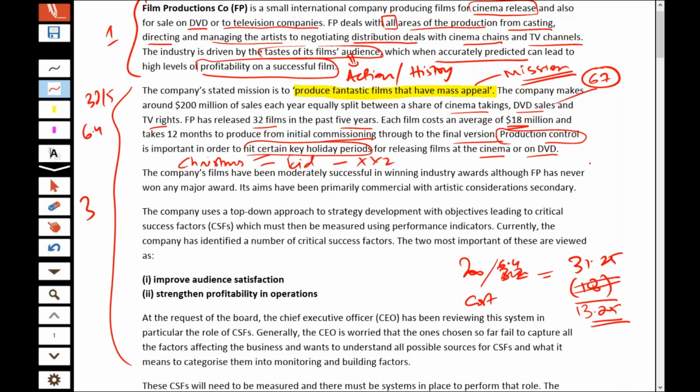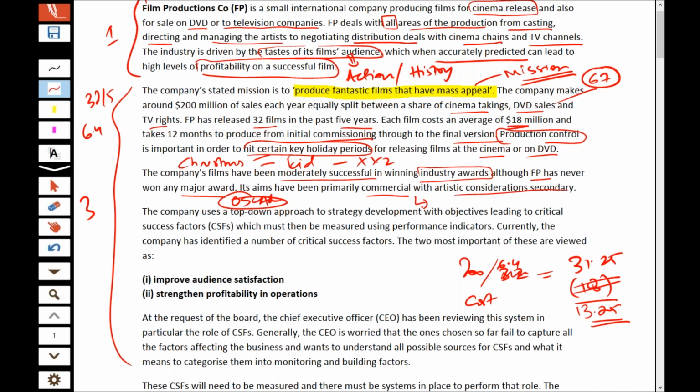Now, the company's films have been moderately successful in winning industry awards. Although FP has never won any major award like an Oscar, its aims have been primarily commercial, with artistic considerations secondary.